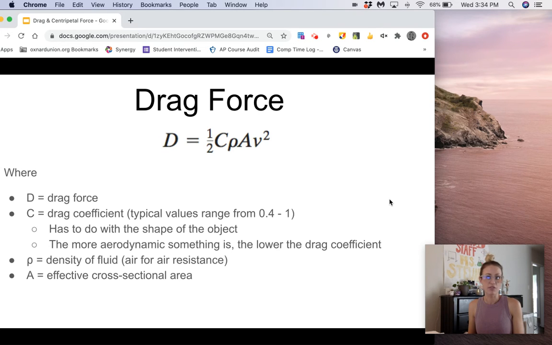Capital A is that effective cross-sectional area. This will be the perpendicular area to where the object is moving. All right. And as the area changes, the drag force will change, which is why skydivers, when they change their orientation, so they're either spread out, that area is big, or they kind of go in and maybe go feet first or something like that, that area will be smaller. So it's going to be that area that's perpendicular to the direction of motion. And then last but not least, v is velocity. So we can see the faster we go, the higher the drag force.